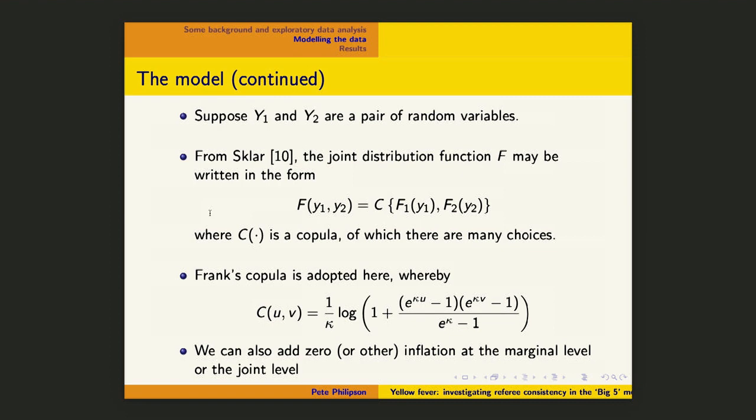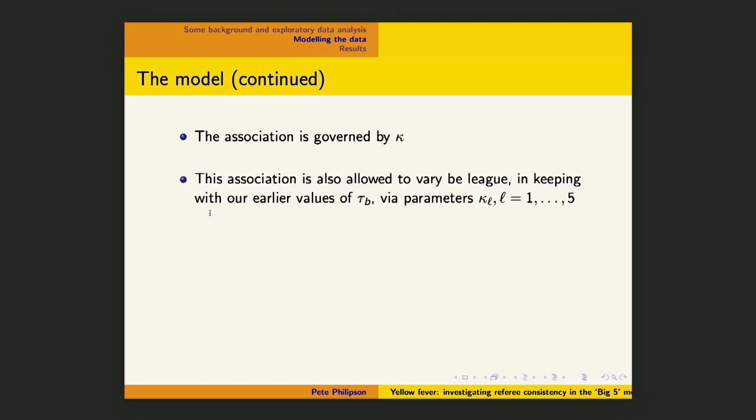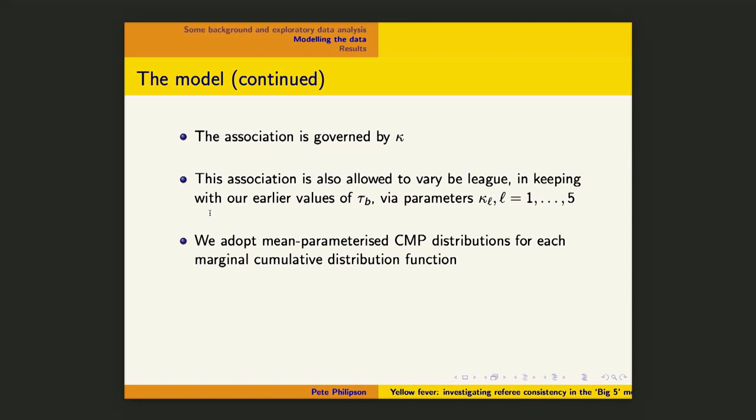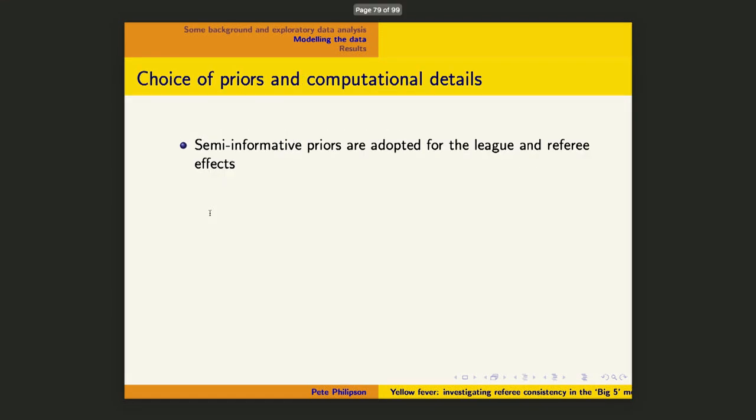So I should say in this model, we can also add 0 inflation at the marginal level or at the joint level. So you can augment the model in the usual way if you've got too many zeros. So the association is governed by kappa. And it's allowed to vary by league again, because we might think the dependence is different across different leagues. And we just use these mean parameterized CMP distributions as our chosen marginal. And I can still use a lookup table for the marginal distribution. I'm just now using cumulative probabilities rather than individual probabilities.